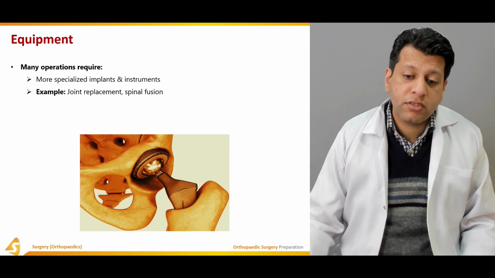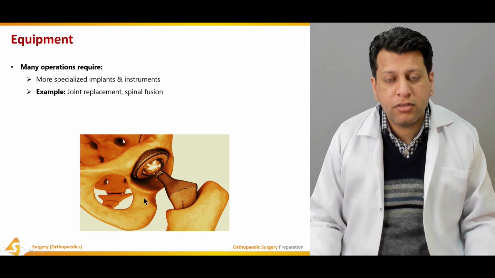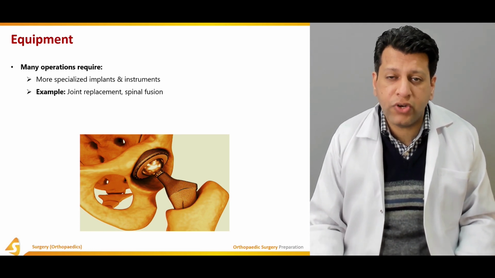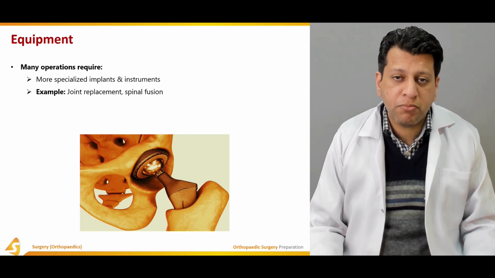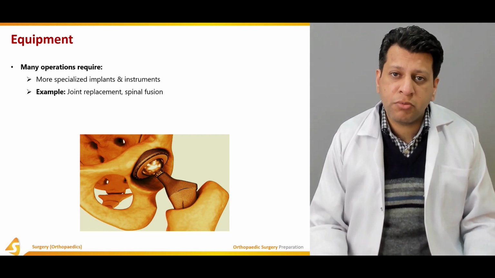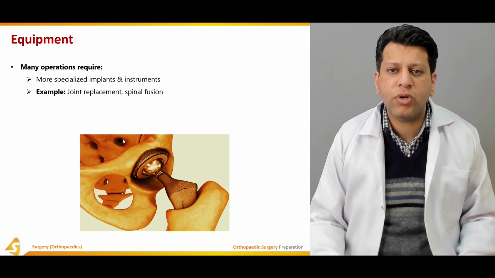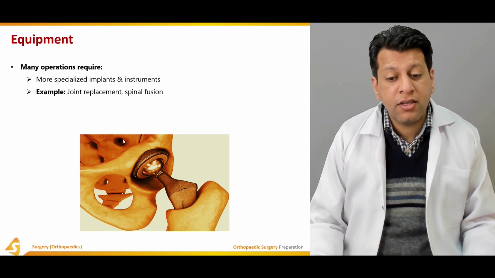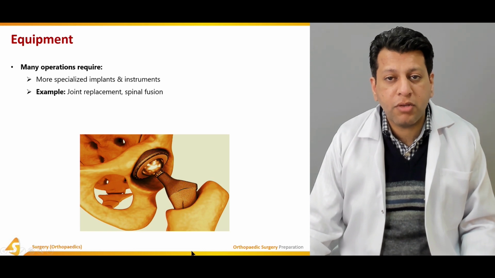For example, this is the diagram showing the total hip replacement. It requires a lot of instrumentation. Different types of retractors are needed, because some surgeons prefer to go through a posterior approach, some through the anterolateral approach. Depending upon what approach is used, different instruments are required. And then, as we know, femoral stem reaming has to be done in the proximal femur.